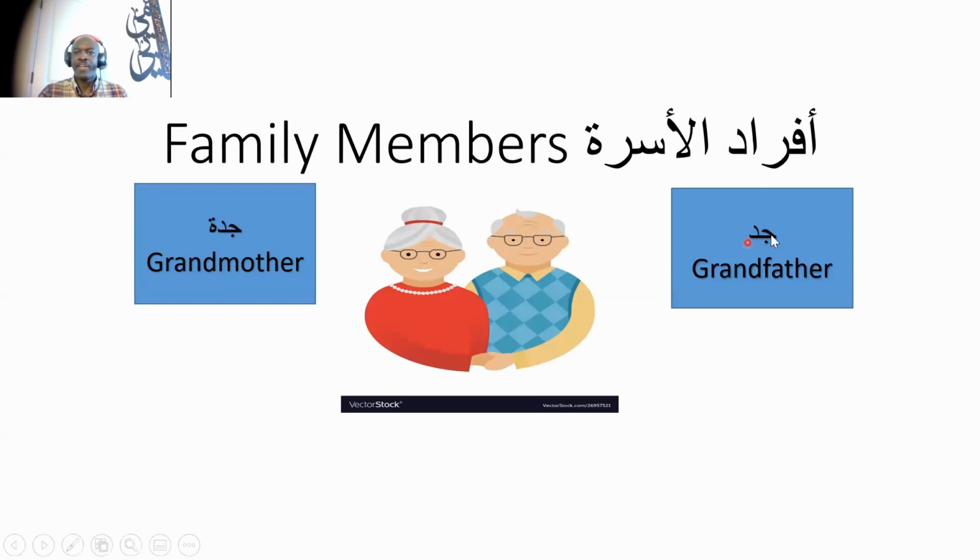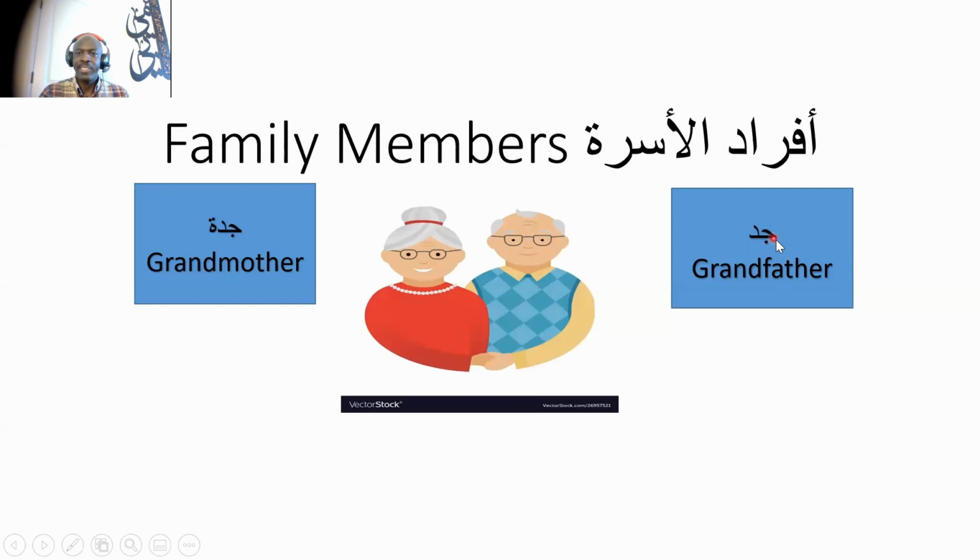So we say Afrad al-Usra. Afrad: Fard is individual or member. Usra is family, or Afrad al-Aila. So you might hear al-Aila, the same thing as al-Usra. Afrad al-Usra, family members. The first individual in these family members is Jed, Jim, Dal.